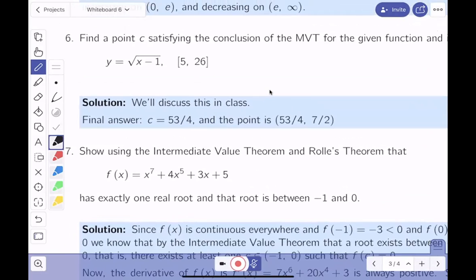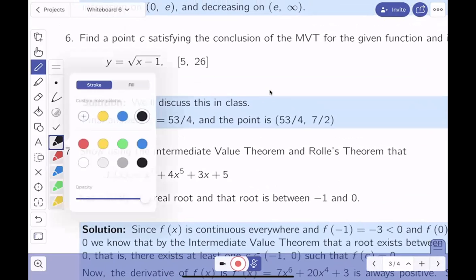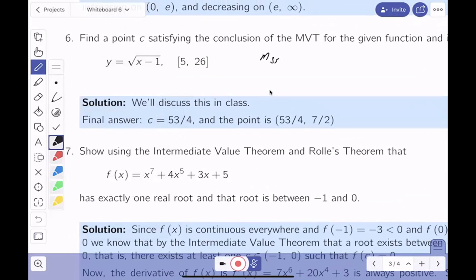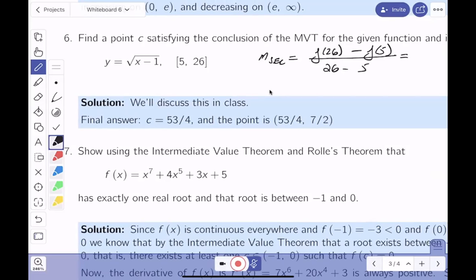So let's write this one down. I'm going to say this is continuous on the interval from 5 to 26. And what do I got to do? I got to evaluate the slope of the secant. I'll put that down for you. M secant. And what's that going to be? It's going to be f of 26 minus f of 5, and the bottom would be 26 minus 5. I hope that's easy to do, by the way. That's the slope of the secant between those two endpoints.